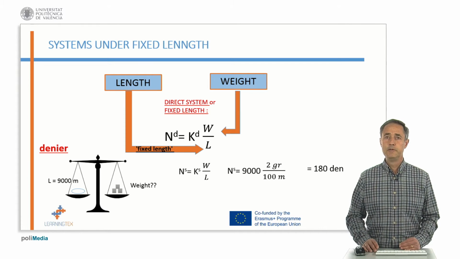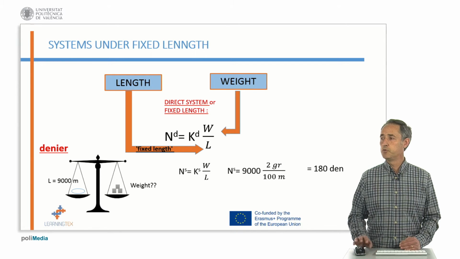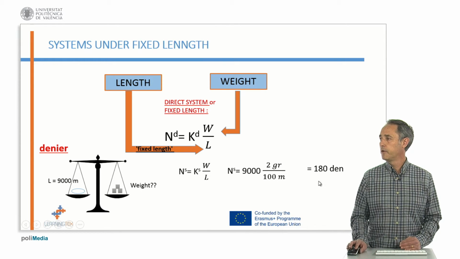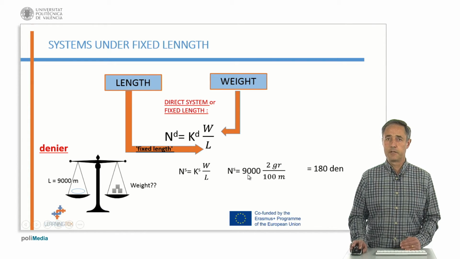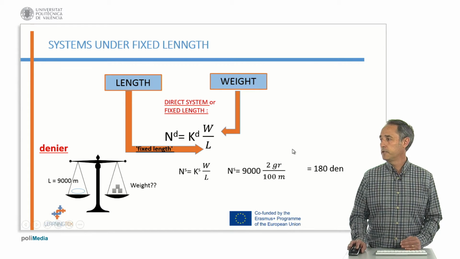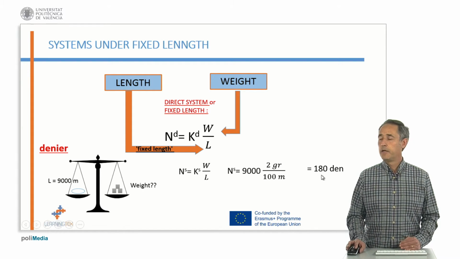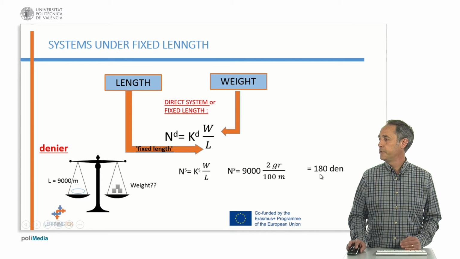Another example, with the same yarn, now with the linear system. I put the length, the weight, and in this case, the constant. The constant for this system is 9000. The result is 118 linear.